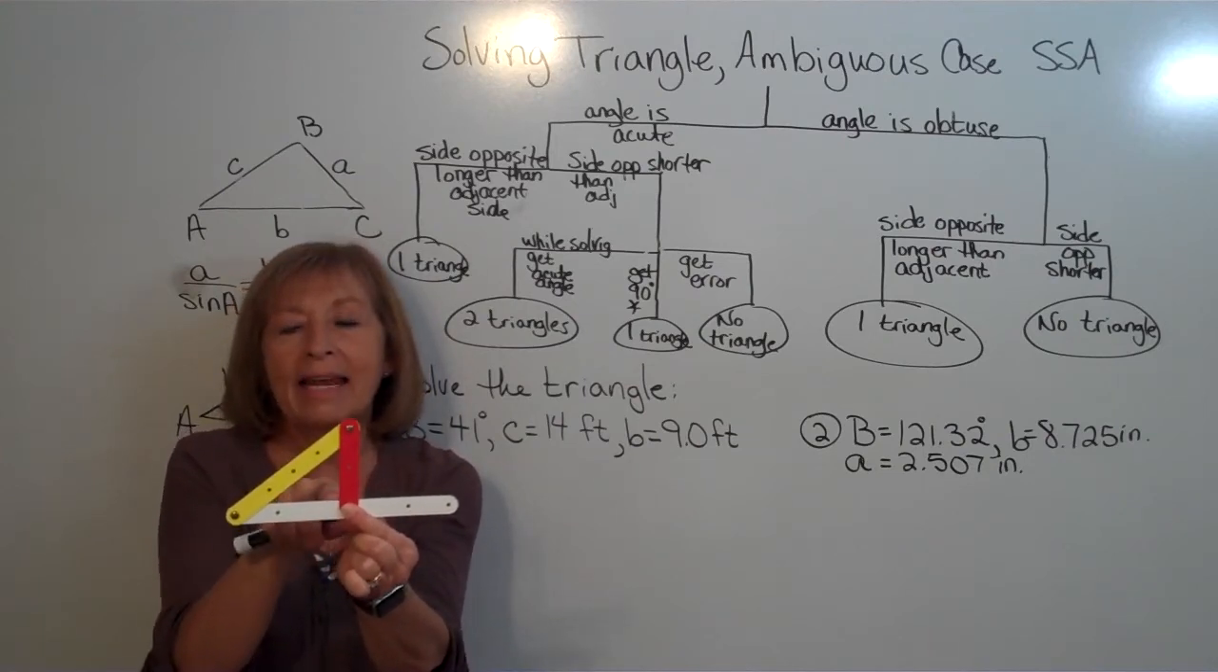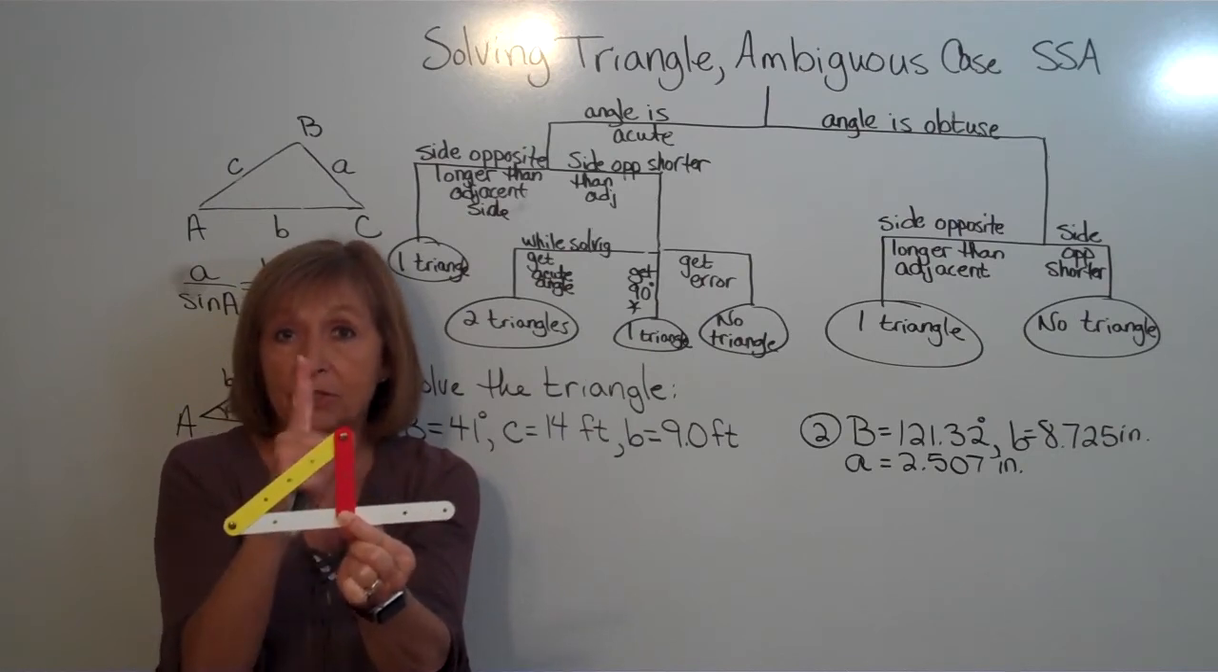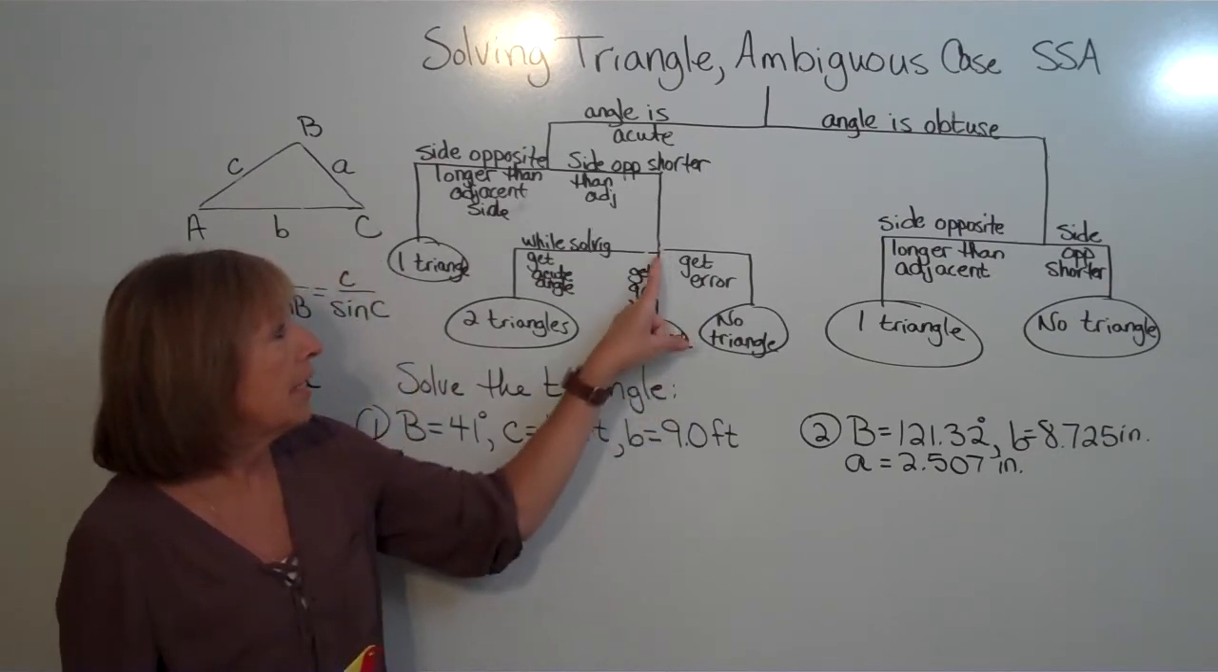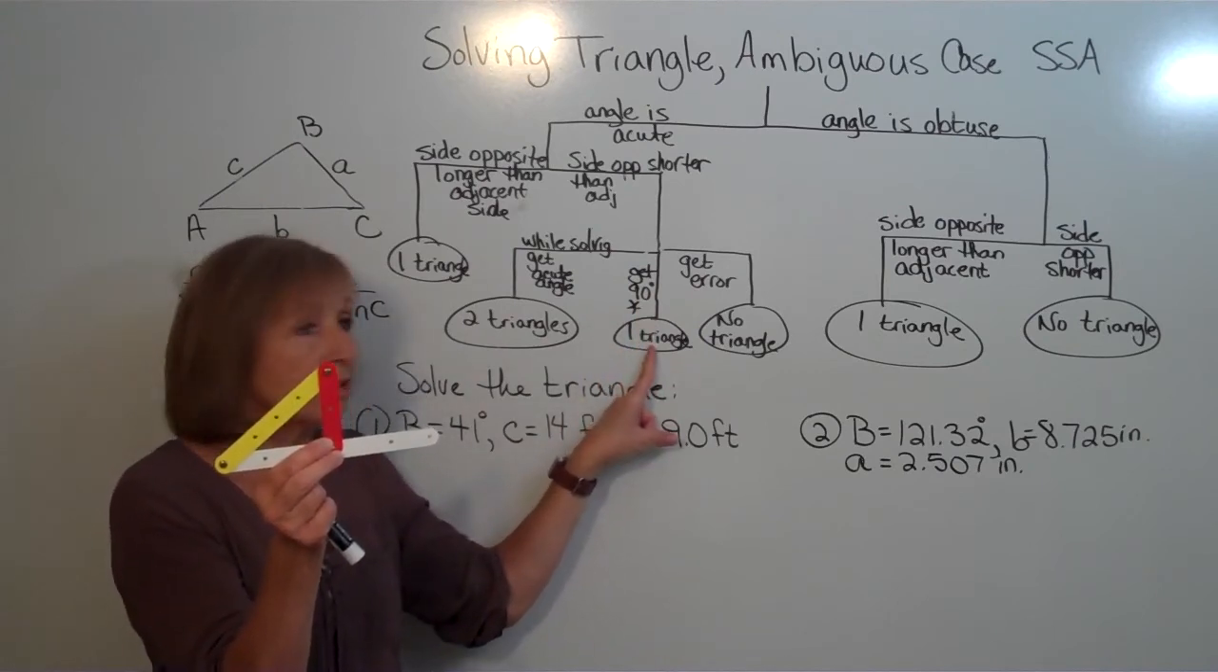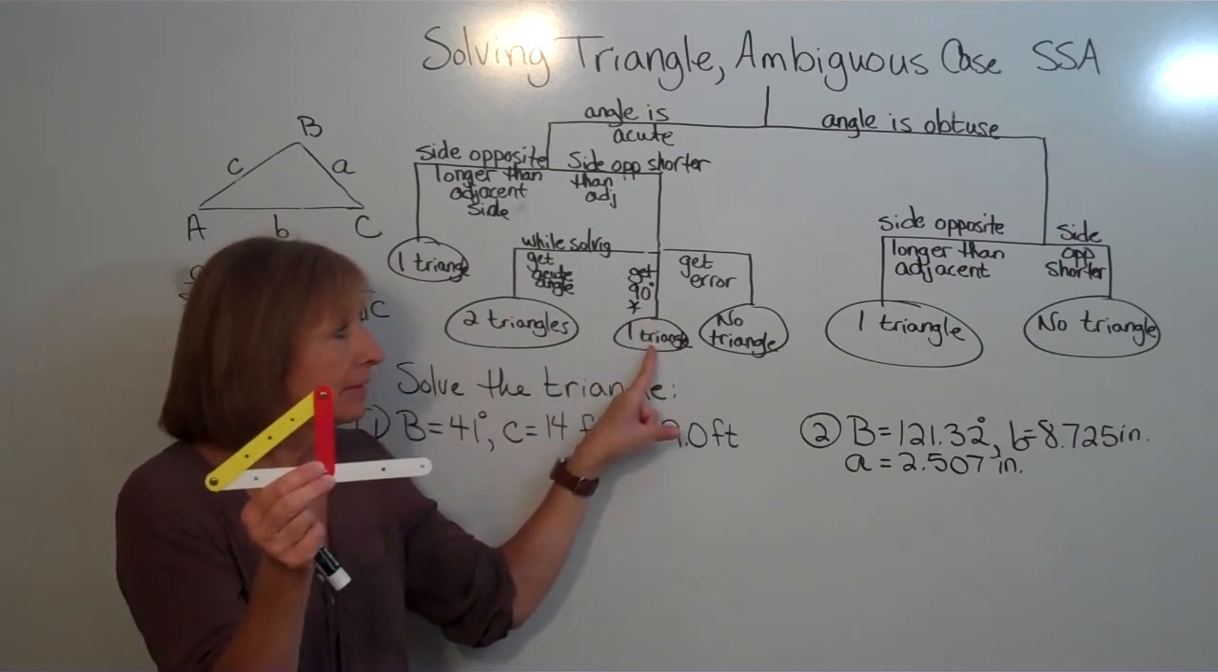Now, if the angle that I have is just right, and this shorter side just touches that other side, then that angle is going to be a right angle, and I'm just going to get one triangle. So if when I solve it I actually get 90 degrees for that angle, then it's just going to be the one triangle that I have.